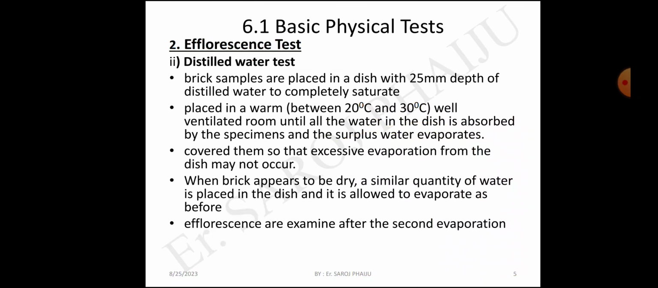Distilled water test. Brick samples are placed in a dish with 25 mm depth of distilled water to completely saturate. Placed in a warm, well-ventilated room between 20 degrees Celsius and 30 degrees Celsius until all the water in the dish is absorbed by the specimens and the surplus water evaporates. Covered so that excessive evaporation from the dish may not occur. When brick appears to be dry, a similar quantity of water is placed in the dish and it is allowed to evaporate as before. Efflorescence is examined after the second evaporation.